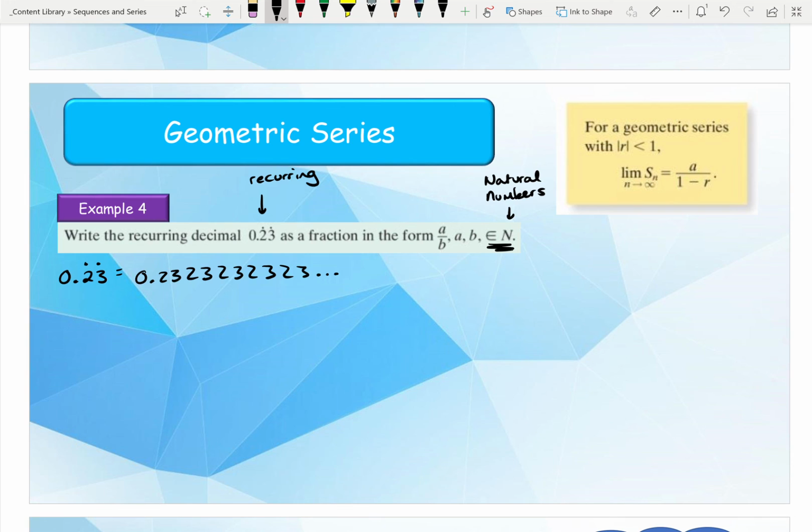Now we can actually write this as a series, where the first decimal here would be 23 over 100, because again, this is my tenths, this is my hundredths. So my first one would be 23 over 100. My second one would be 23 over, this is my thousandths, this is my 10,000ths. So plus 23 over 10,000. You can see I'm just adding 2 zeros each time, which means the next one would be 23 over a million. Because again, I'm just adding 2 zeros each time.